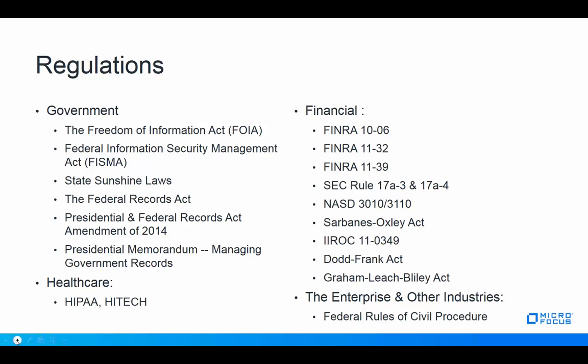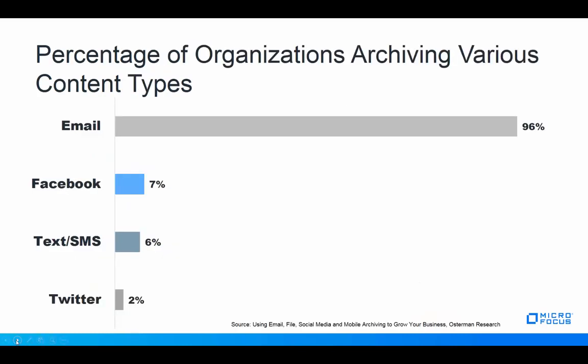So it's interesting because there was a recent poll done by Osterman Research about what organizations are archiving right now. This is just a snippet of that poll, and we see that a lot of people are archiving email. Most organizations are doing that in one shape or another, but they're not archiving Facebook, and they're not archiving Twitter and other social media, and they're also not archiving mobile communication.